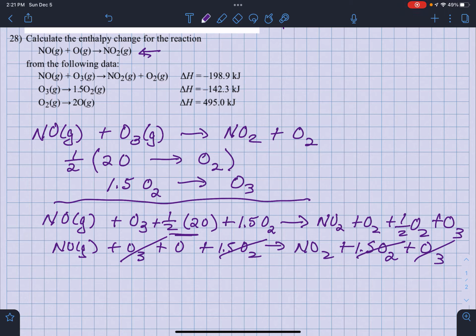So we just do that, and when we add it all together now, after we remove that, we've got NO plus O, because we canceled out the O3 and the O2, yielding NO2, and that's it, because everything else cancels out. And that is exactly what we wanted for our overall reaction. So we found the combination that adds together to give us the overall reaction. So now we're going to take a look at the enthalpies.